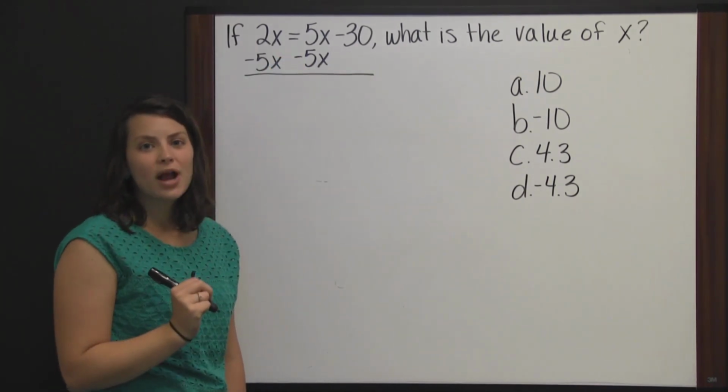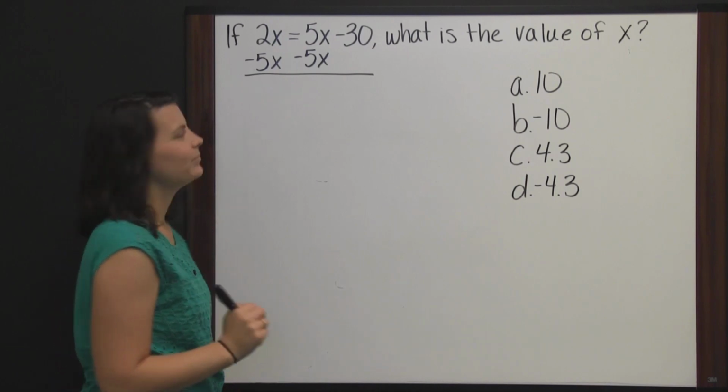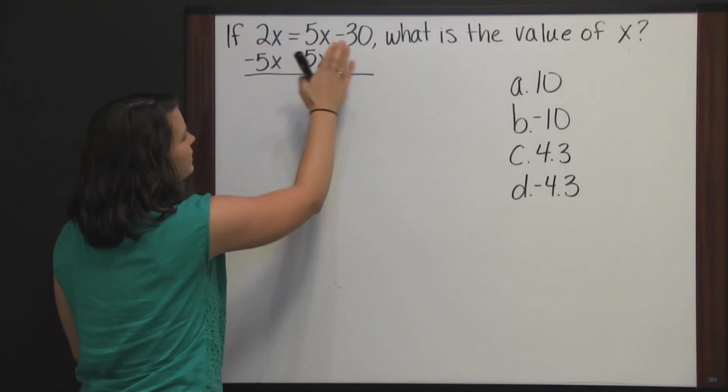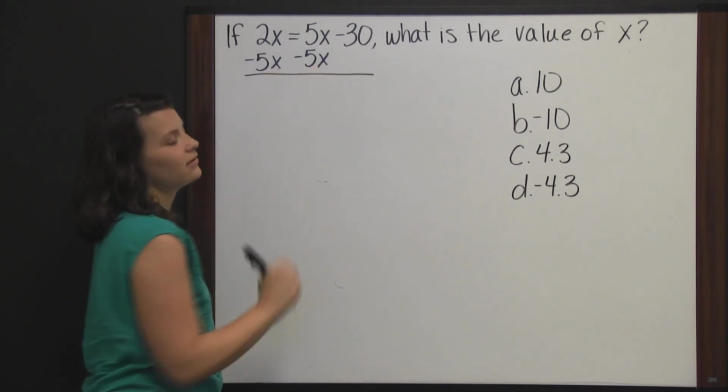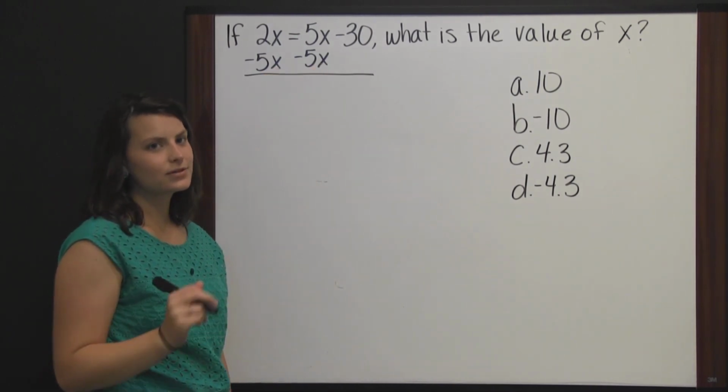This is called the subtraction property of equality. Because I have the left side equal to the right side, then I could subtract the same thing from both sides and they'll still be equal.